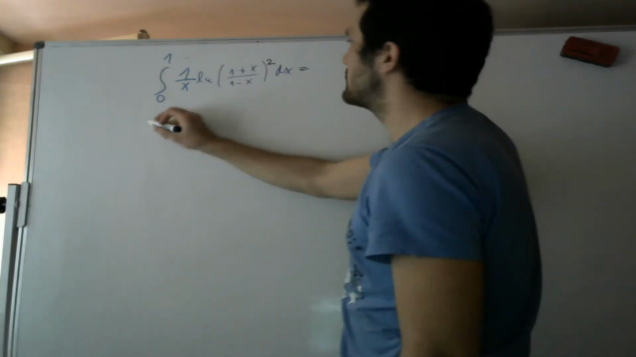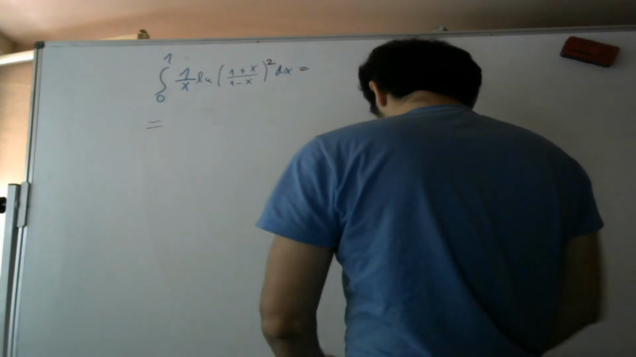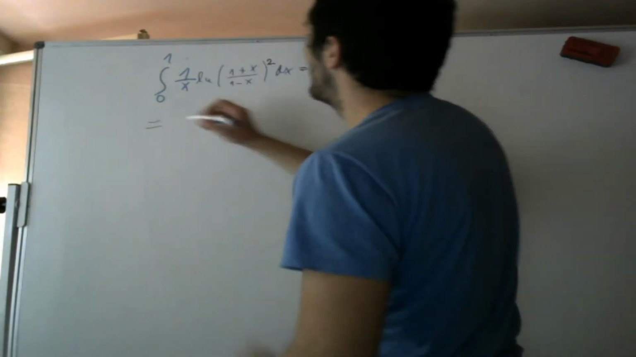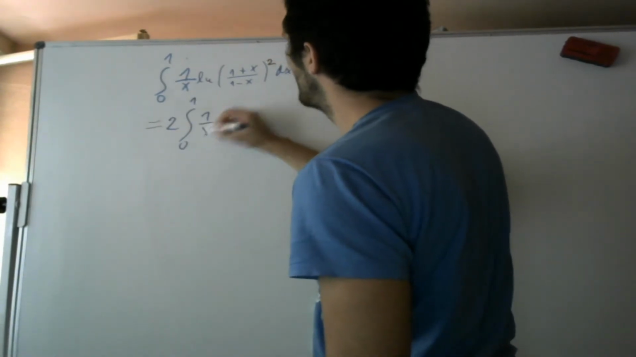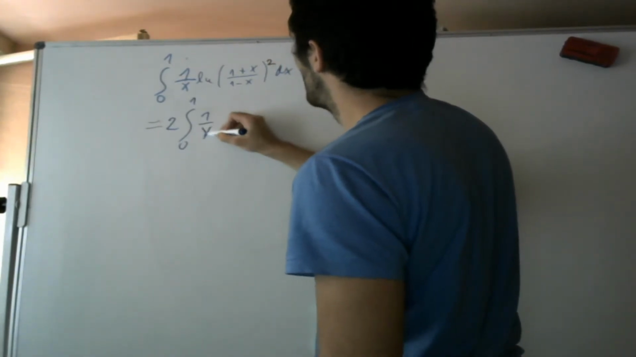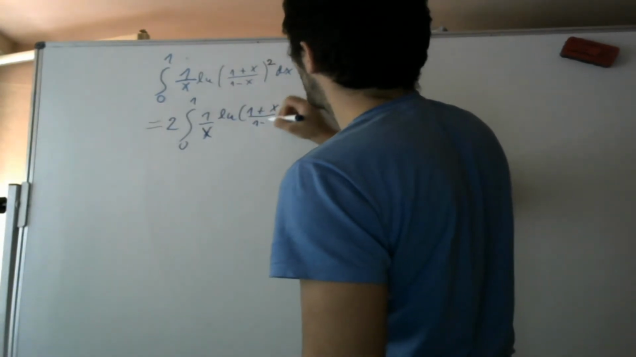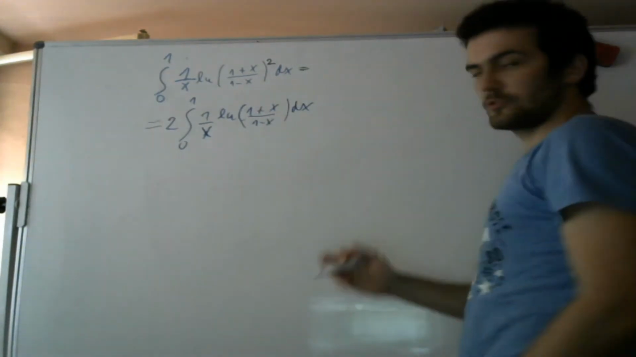First off, to start with, we will take the 2 in the front. We will have 2 times the integral from 0 to 1 of 1 over x ln of (1 plus x divided by 1 minus x) dx. So what will we do now?